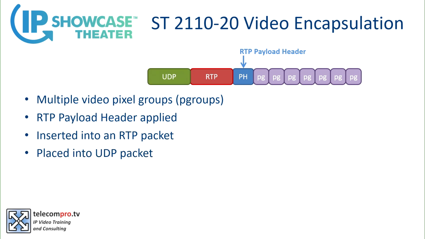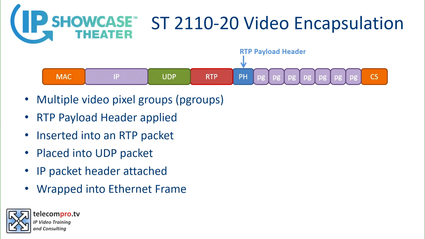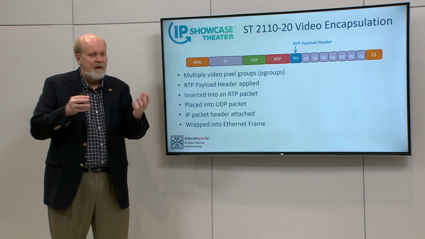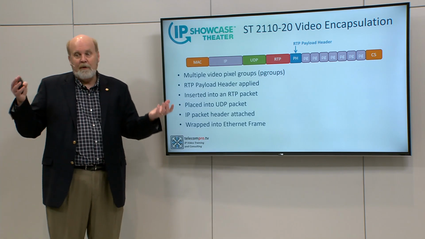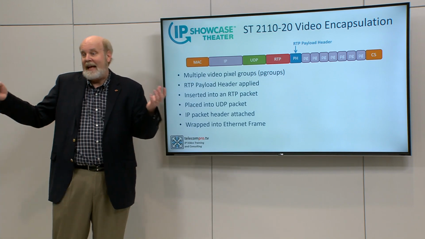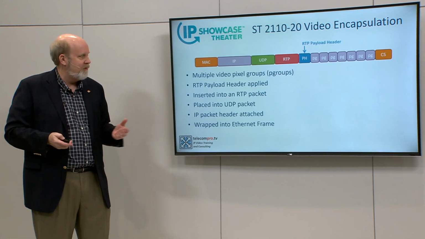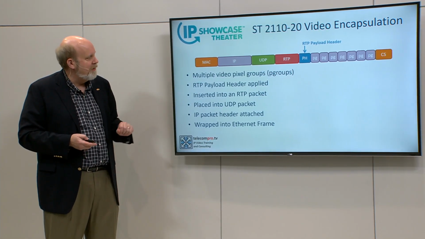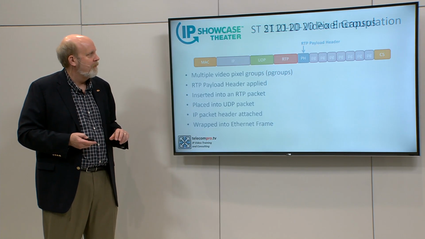User datagram protocol, that's a standard internet protocol that's been around since the early 1980s. IP, of course. And then we have our Ethernet layer here. So we've taken our pixel groups and we've built up into a full Ethernet data frame that we can send out over basically any Ethernet type of transport system. So now we've got a completely encapsulated signal.